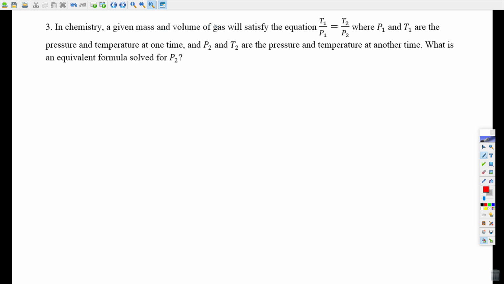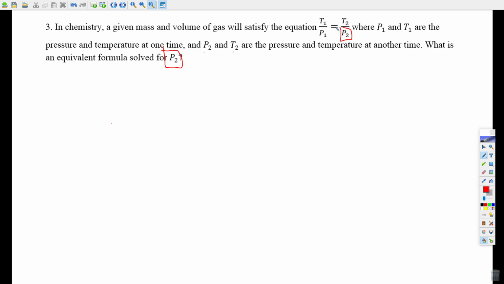In chemistry, a given mass and volume of gas will satisfy the equation. So when you get to chemistry, you'll probably see this equation a bit. P1 and T1 are pressure and temperature at one time, and then P2, T2 are pressure and temperature at a different time. So you have temperature and pressure. What is an equivalent formula to solve for P2?